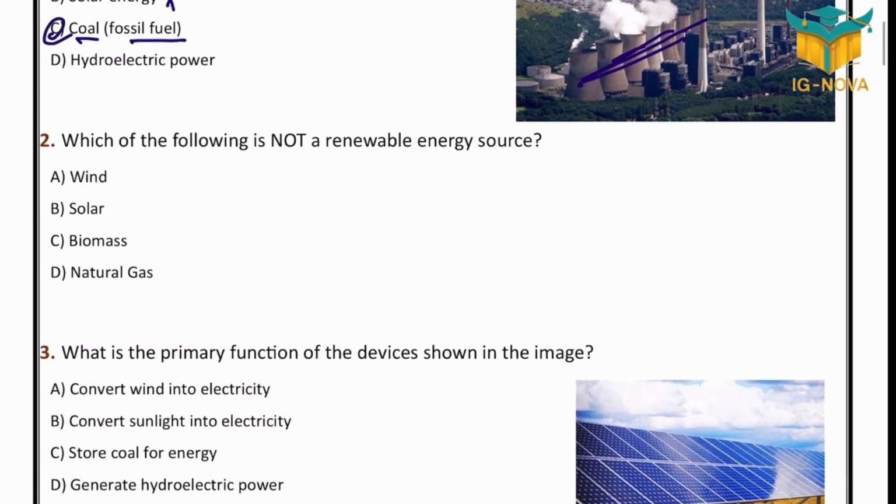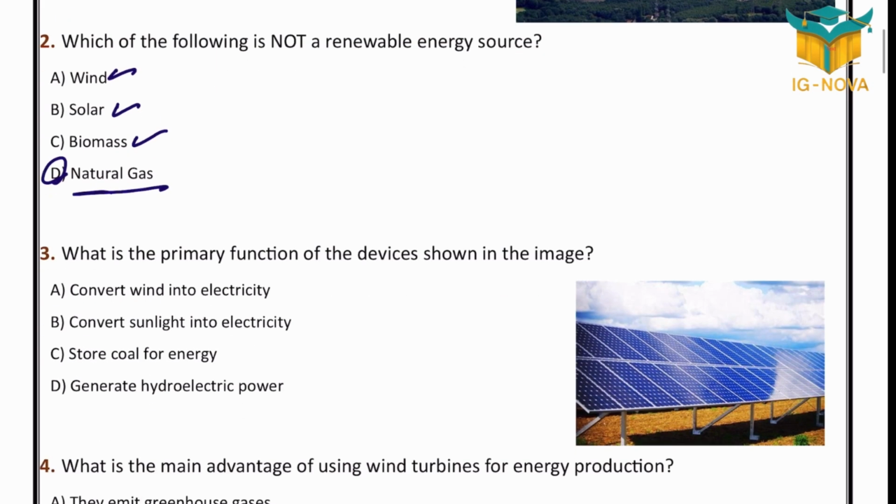Question 2. Which of the following is not renewable energy source? Is the wind renewable? Yeah. Solar also renewable. Biomass renewable. Natural gas is not a renewable energy source.